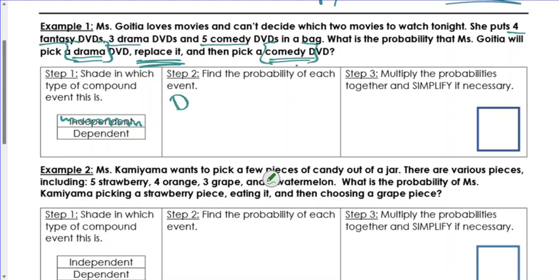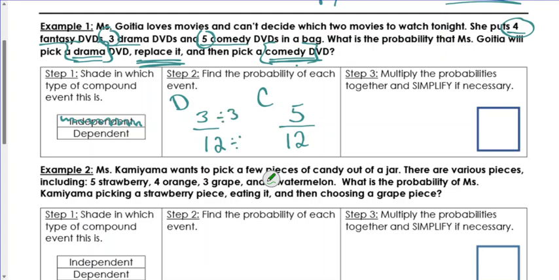So the probability that we get a drama, well, there's 3 dramas out of, I'm going to add these together, 4, 3, and 5 put together is 12. Then the probability that she gets a comedy, well, there's 5 comedies. There's still 12 DVDs in the bag. We replaced that first one, so it's still at 12. And now we're going to multiply them together. Before multiplying, I'm going to simplify. You can simplify at the end, but it's easier for me to deal with smaller numbers. So I'm going to simplify this one first.